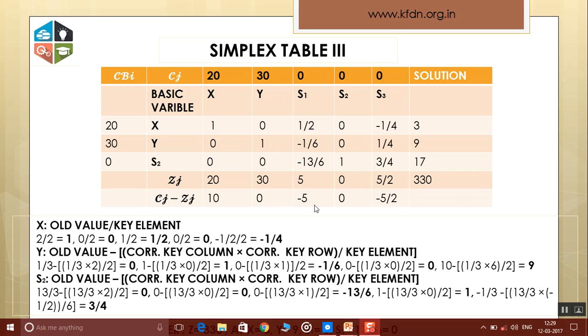So now we can derive the solutions where the value of Z will be 330 with x is equal to 3, y is equal to 9, s2 is equal to 17, with s1 and s3 respectively equal to 0.